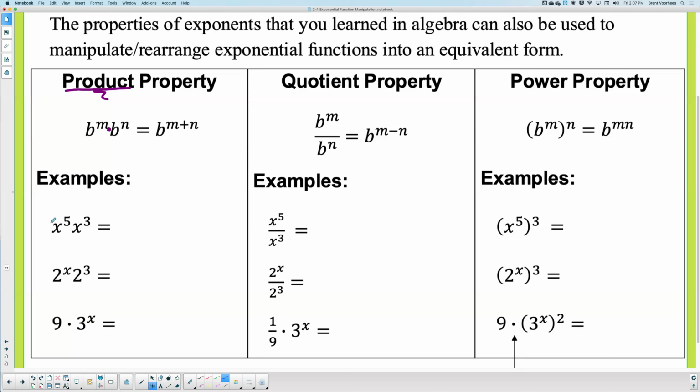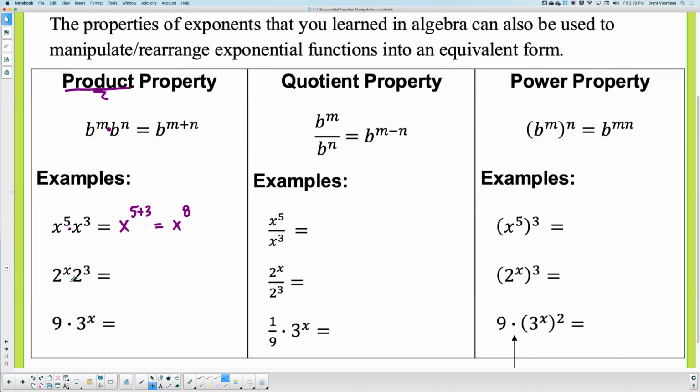So some examples. x to the 5th times x to the 3rd. What is actually multiplying here? Your x's. So what is x to the 5th times x to the 3rd? Well, it's the same thing as x to the 5th plus 3. Identical bases multiplying is the same thing as the powers adding together. What is 5 plus 3 going to equal? 8. This is x to the 8th power. That's the product property.